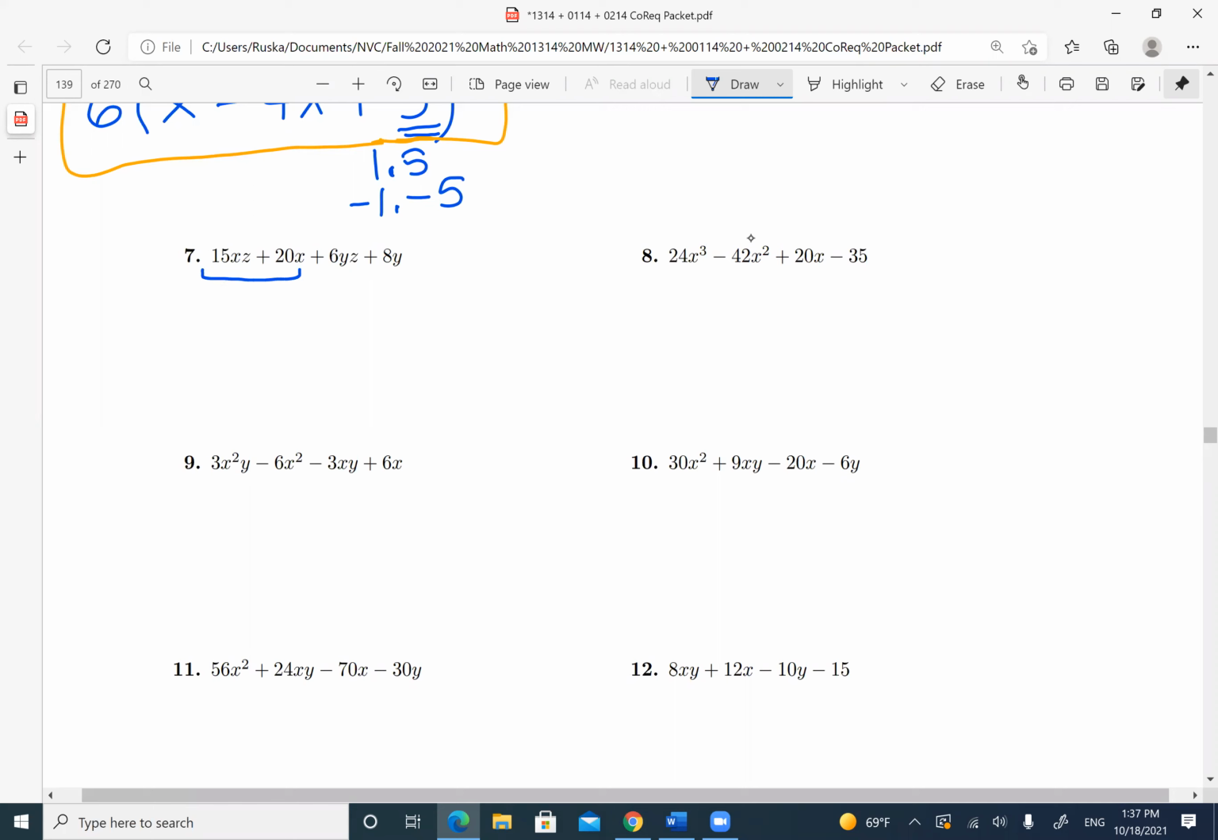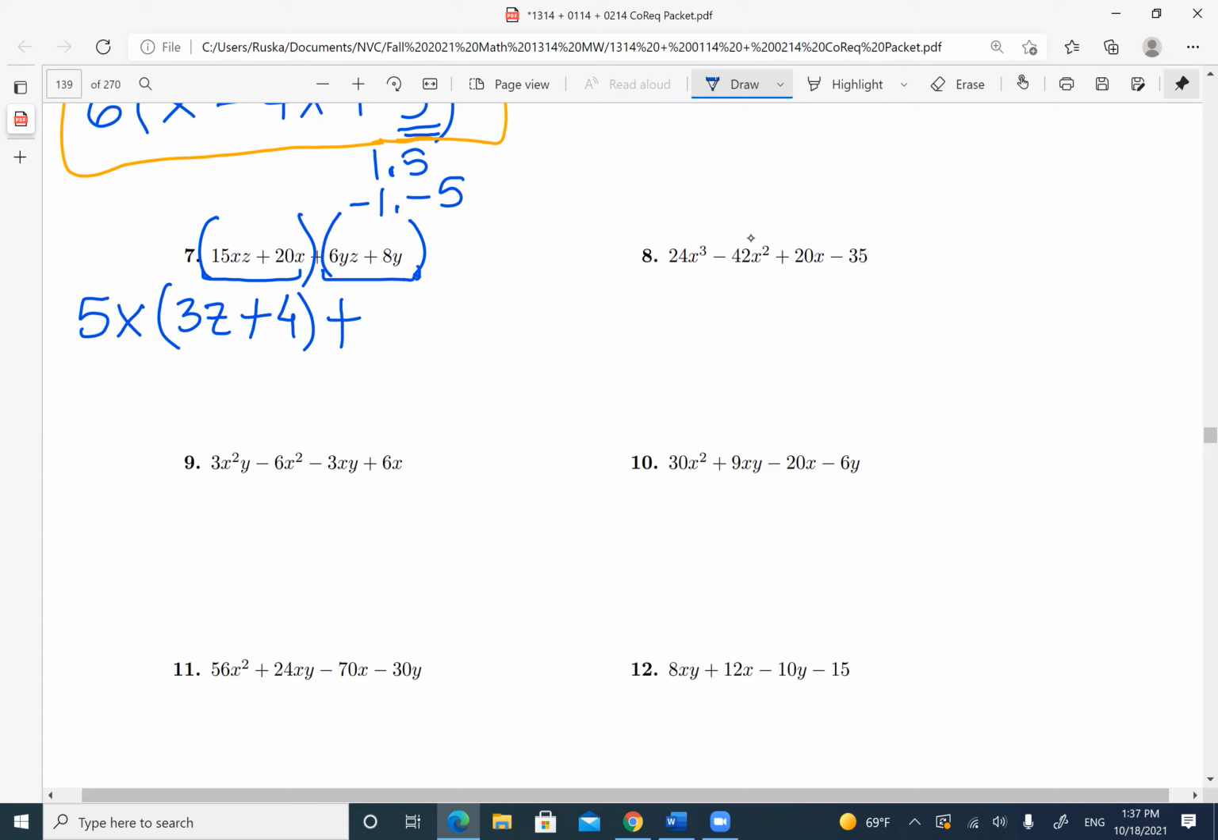I'm going to look at the first group, these 2, and then the second 2, and see what they have in common in each group. So 15 and 20, both of those are divisible by 5. I'm going to pull out 5, and they also have x in common. This is how you do it. When you take out 5x, 15 gives 3z, plus, when you factor out 5x from 20x, what is left? 4, because 20 divided by 5 is 4.